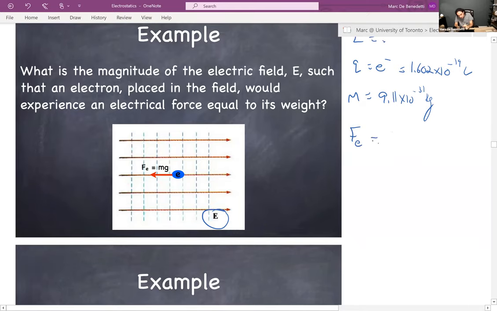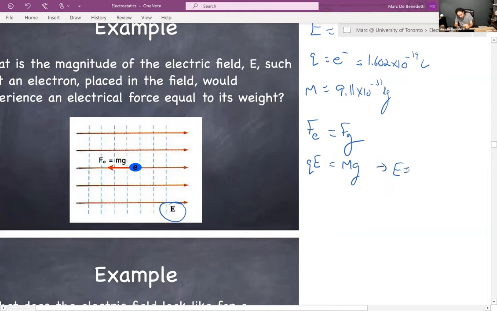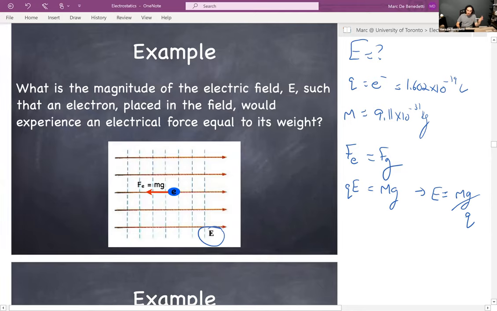We want to know when this is true: Fe equals Fg. So we know the electric force is Q times the electric field, and we know the force of gravity is M times G. That would mean the electric field is M times G over the charge of an electron. Now, you can plug in specific values if you care to. I simply don't care at the moment because that's not the point. The usefulness of this example is that if you solve it the other way, this is exactly how Millikan solved for the charge on an electron.